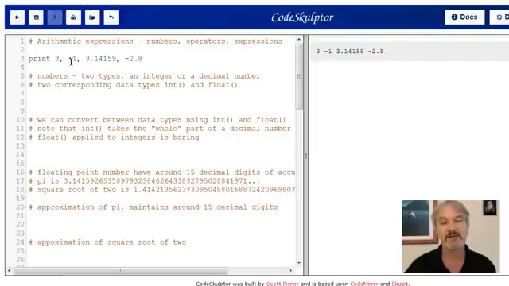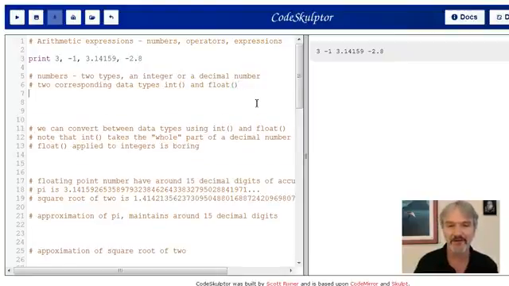Now the thing to note is that in Python there are actually two types of numbers. There are signed whole numbers, things like 3 and -1. And then there are decimal numbers that have fractional parts and always have a decimal point. In Python, those signed whole numbers are called ints, for integers, and the decimal numbers are called floats, for floating point numbers.